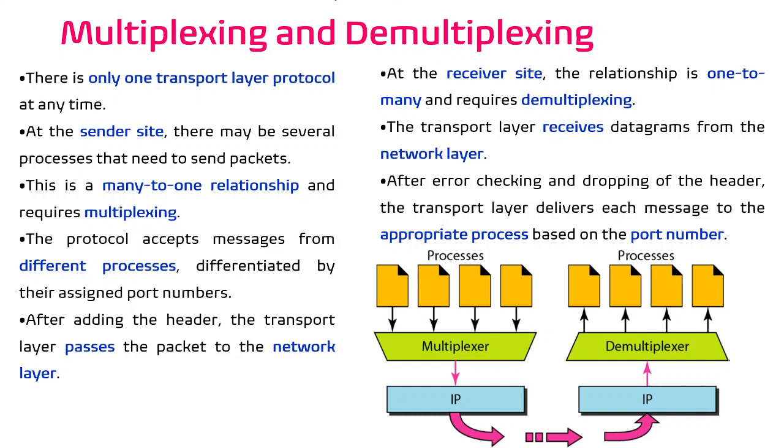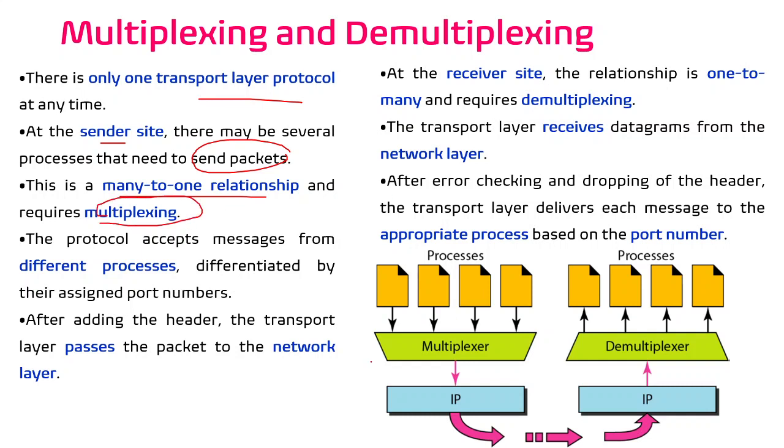What is meant by multiplexing and demultiplexing in the transport layer? It is a very simple thing. We have only one transport layer protocol that has to be used at any time in a particular system. At the sender side, there are a number of processes that need to send packets. Several processes may be running at the sender side which intend to send some packets. This is actually a many-to-one relationship, the multiplexing concept.